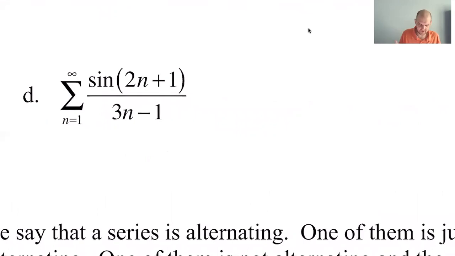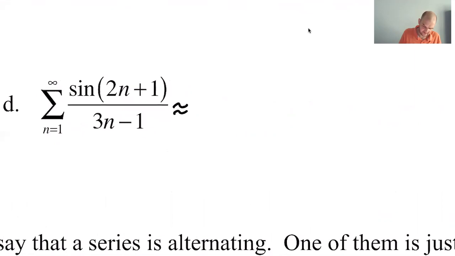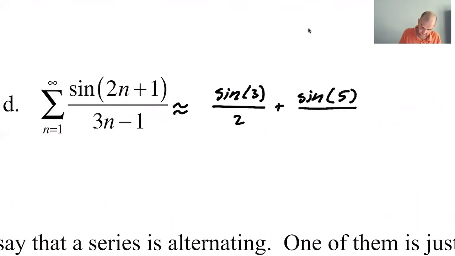It's sort of semi-alternating. And then this, oh God, this gives us the sine of 3 over 2 plus the sine of 5 over 5.